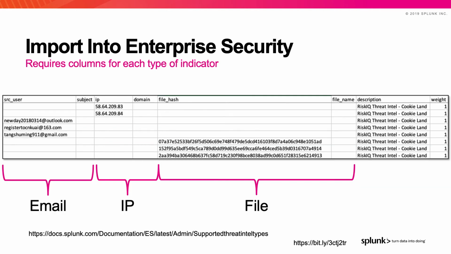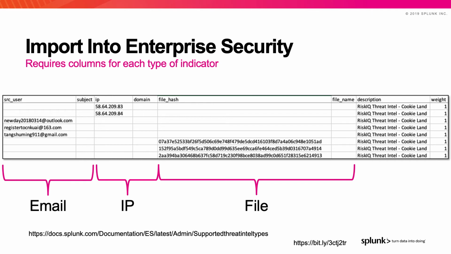The other thing that you can do, and in this example, what we're going to do is import this data back into Enterprise Security. Now, Enterprise Security has a specific file format that it wants the data to come back in, and it's actually pretty straightforward. It's called out in the documentation, but basically there's a couple of columns.